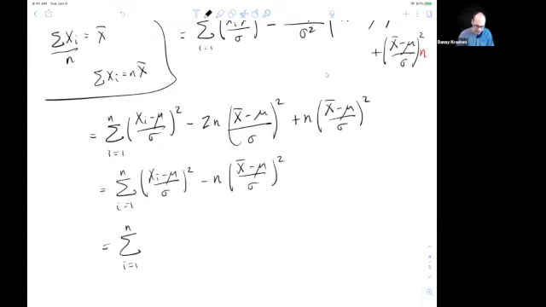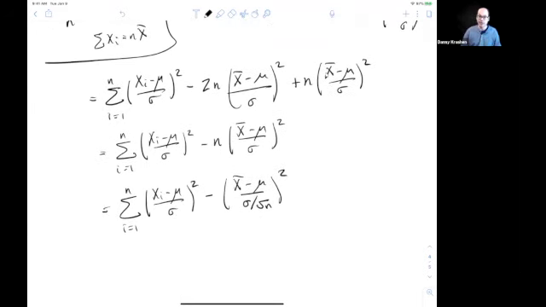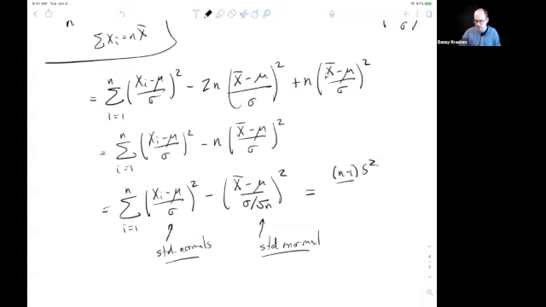I get the sum i equals 1 to n of xi minus mu over sigma squared, minus, and then I have x bar minus mu over sigma divided by square root of n. If you do the flippy square, then that'll come out as it is above. So this is great, right? These are standard normals. This is a standard normal. And all this is equal to what we started with, n minus 1 s squared over sigma squared.